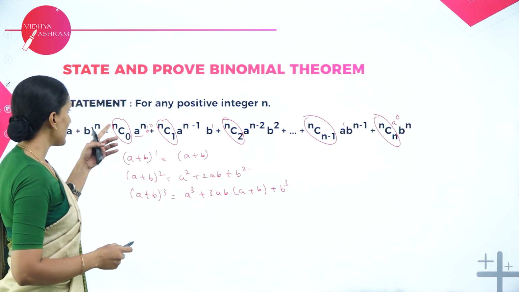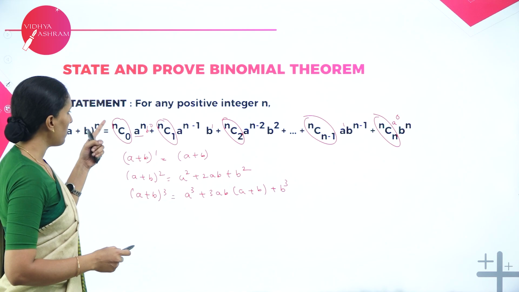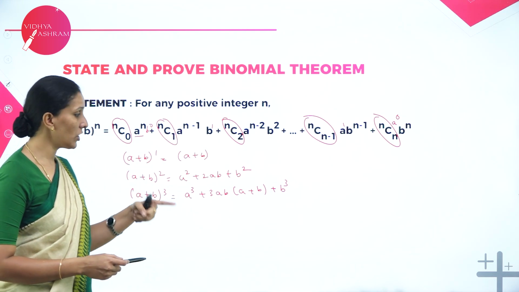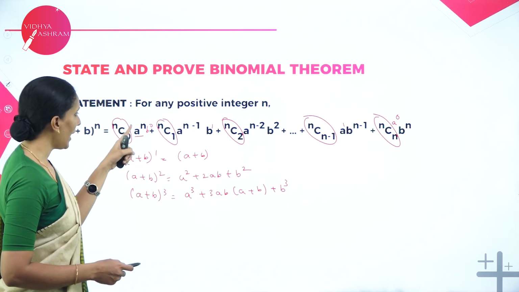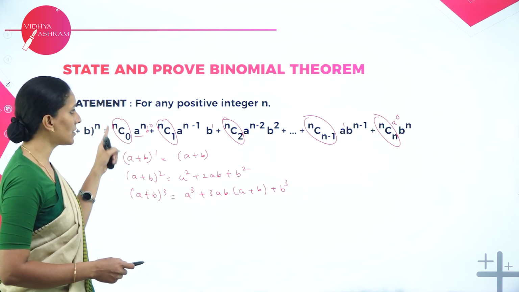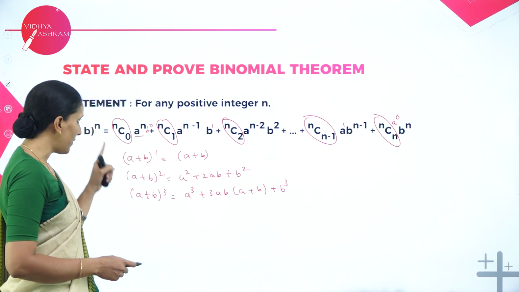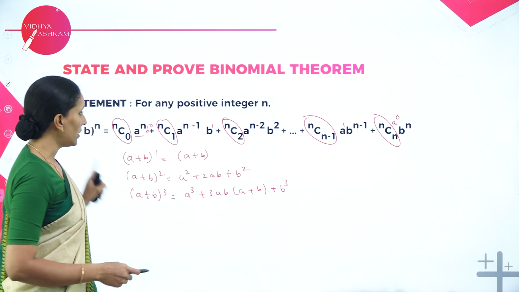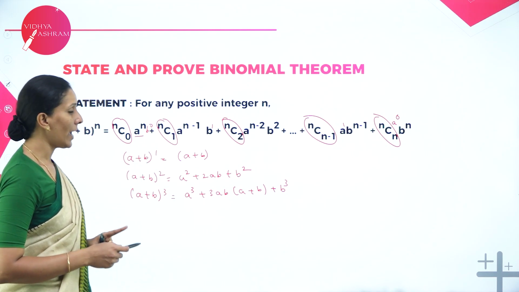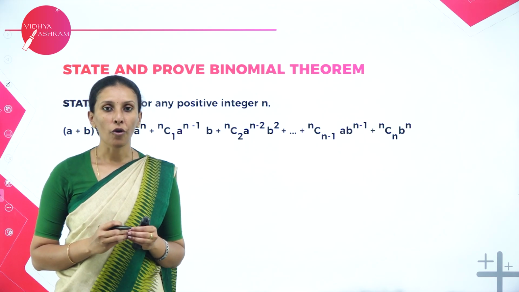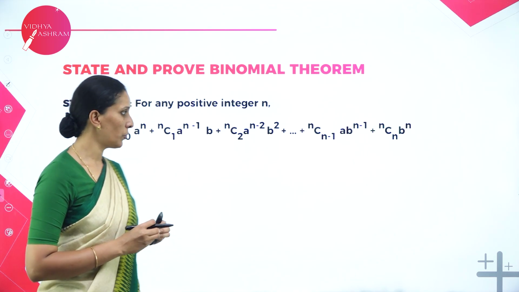So it is easy to remember the binomial theorem statement. We can see the coefficients start from nC0 to nCn, which are called binomial coefficients, and the power of a decreases from first to last term, whereas the power of b increases from first term to the last term. This statement is called the binomial theorem. Here we use the proof by mathematical induction to prove this result.